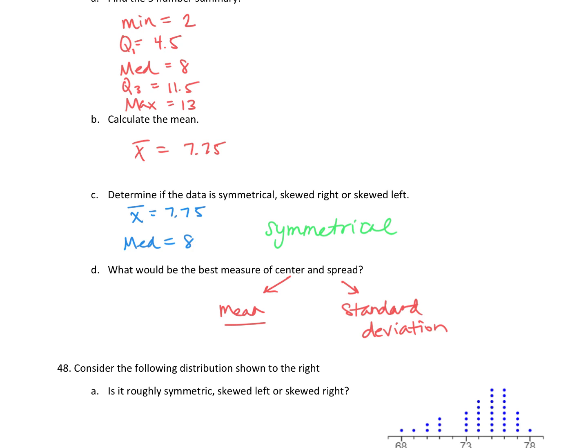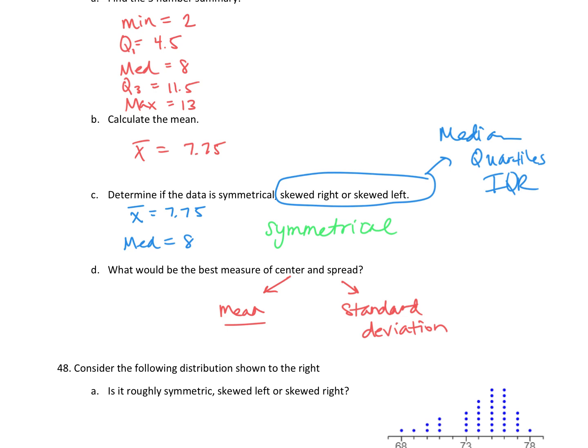If you had data that was skewed left or skewed right, we would use the median to describe the center and our quartiles. So maybe our IQR, the interquartile range, would be a good measure of spread.